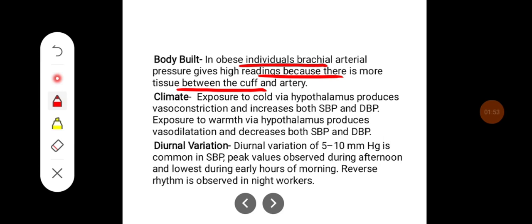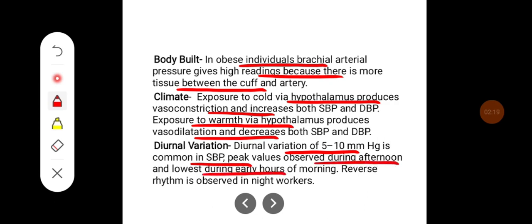Exposure to a cold climate via the hypothalamus produces vasoconstriction and increases both systolic and diastolic blood pressure. Exposure to warmth via the hypothalamus produces vasodilatation and decreases both systolic and diastolic blood pressure. There can be diurnal variation. A variation of 5 to 10 mm of mercury is common in the systolic blood pressure. Peak values are observed during the afternoon and lowest during the early hours of the morning. Reverse rhythm is observed in night workers.